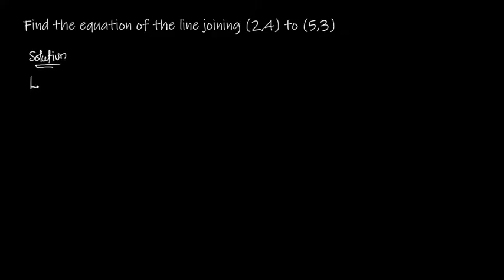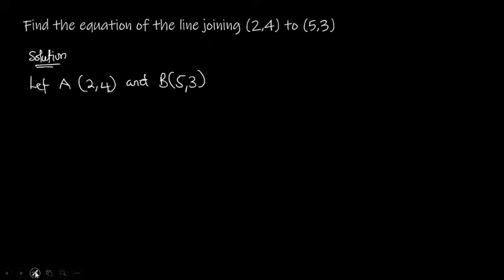So I will say let A be the first point, which is (2, 4), and B be the second point, which is (5, 3). Alright, so like I said, the first thing we need to do is to calculate the gradient of these two points before we use them in finding the equation of the line joining these two points A and B.